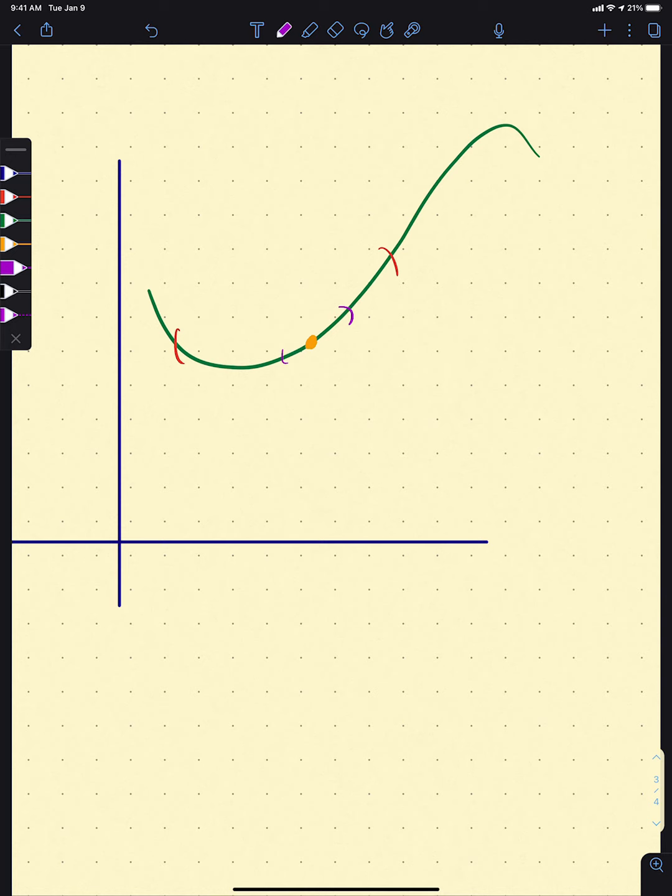And since I can find an interval around this orange point around which it's continuous, we say that if this green is y equals f of x, and this guy is f of c, if this is the situation, we say f is increasing at x equals c because I can find an interval around it.